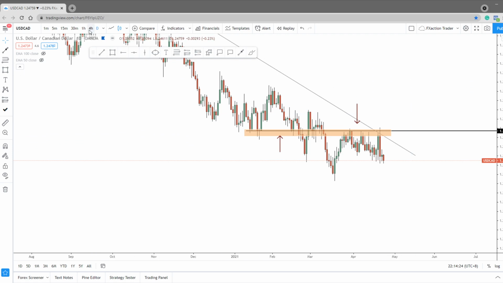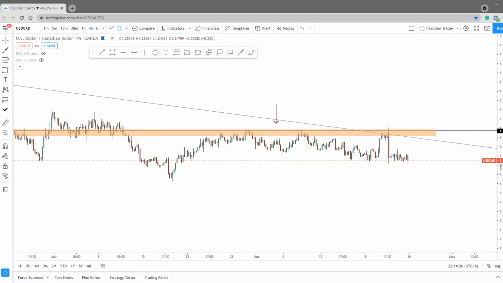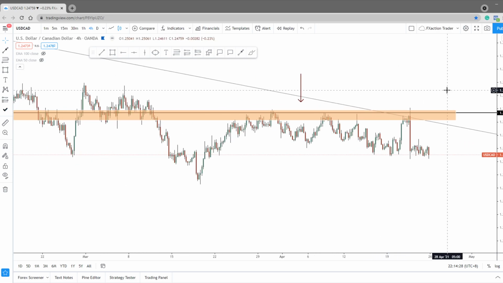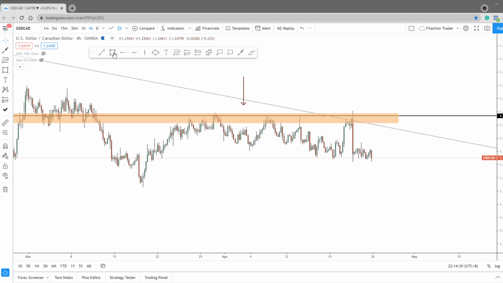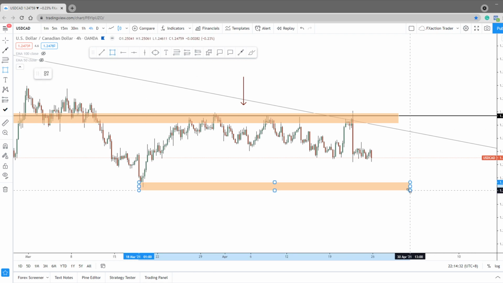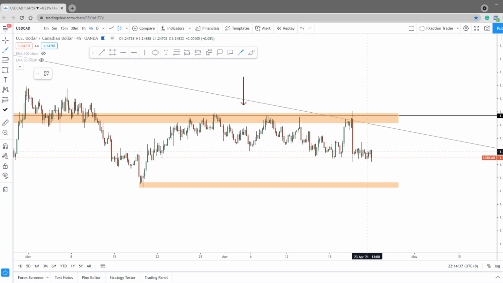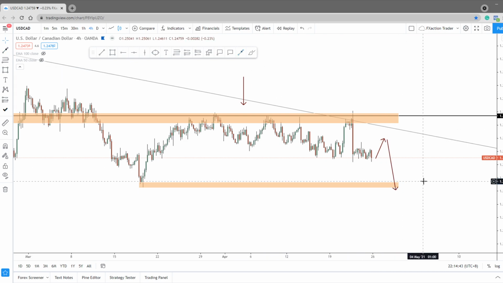So on H4, we are still going to look for a short trade, and our final take profit is here, 1.23629. So we can enter a short trade here, or we can just wait for a pullback and enter the trade.